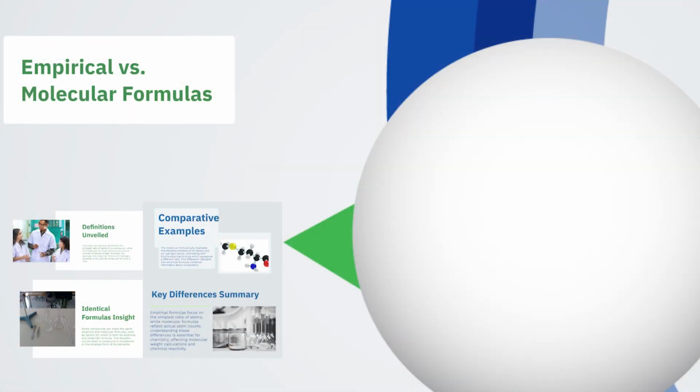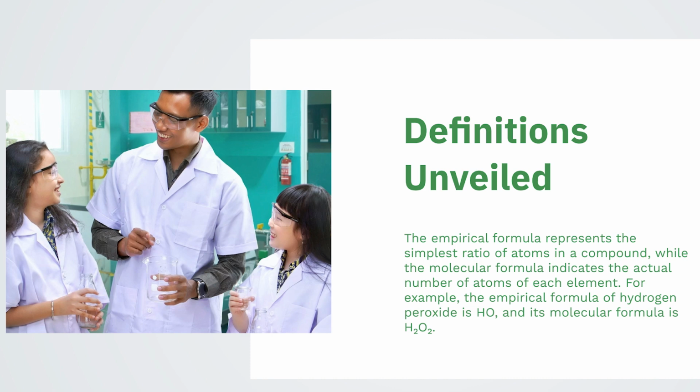Now that we have covered both formulas, let's summarize the key differences between empirical and molecular formula. Empirical formula represents the simplest ratio of atoms. For example, for hydrogen peroxide, which is H2O2, the empirical formula is HO. While molecular formula represents the actual number of atoms in a molecule. For example, the molecular formula of hydrogen peroxide is H2O2.